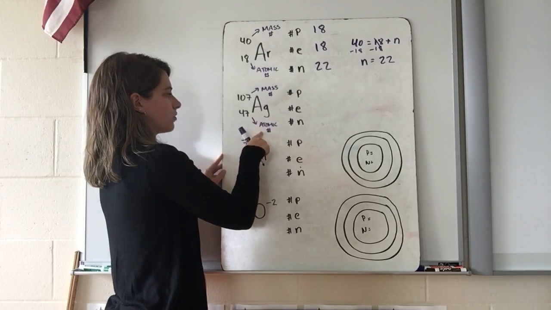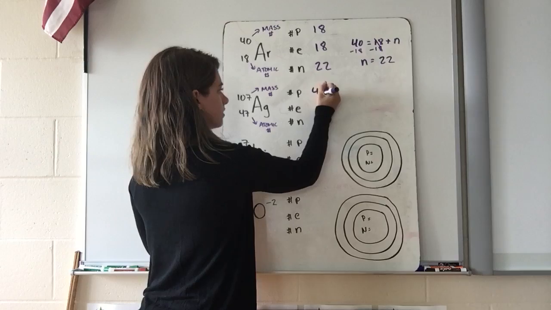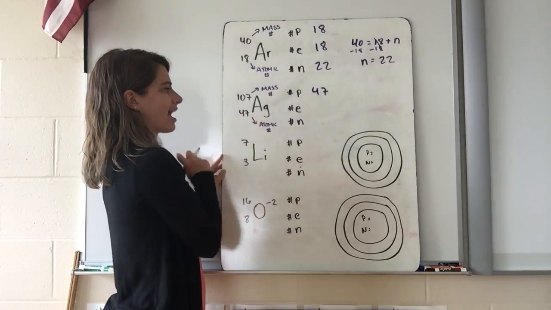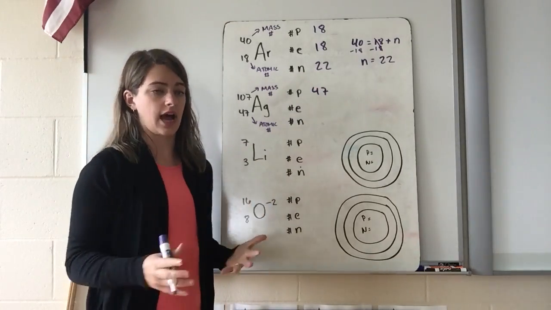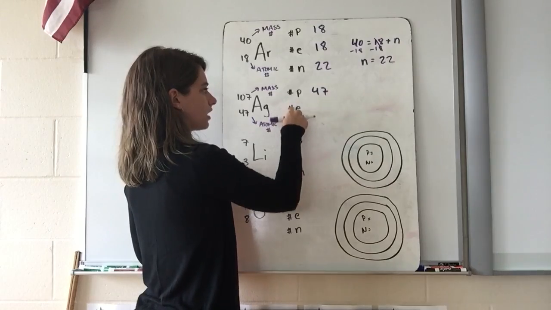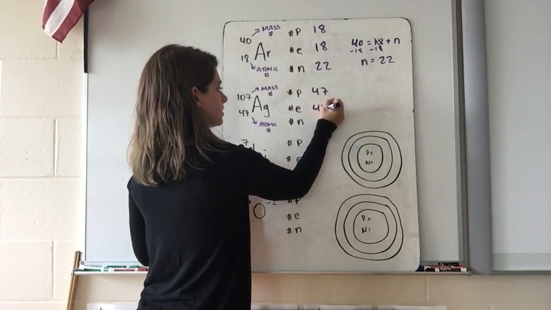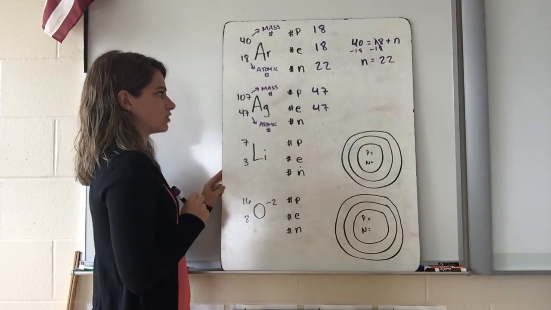And that tells us our number of protons. So we have 47 protons. Again, it doesn't say anything about it being an ion, so we're going to assume our protons and our electrons are the same. So if we have 47 protons, we have 47 electrons.